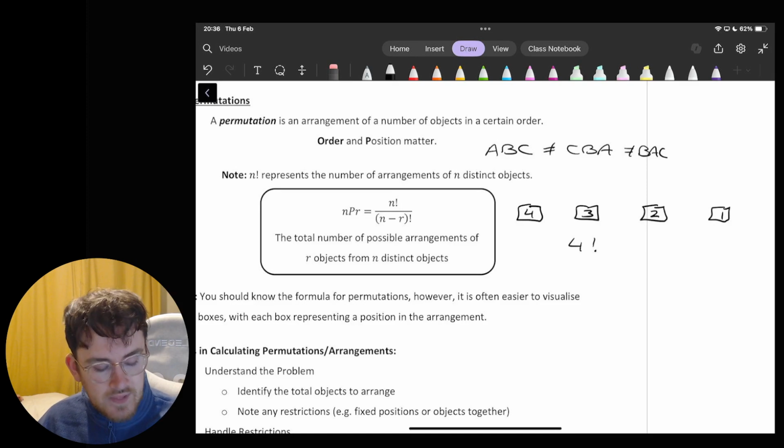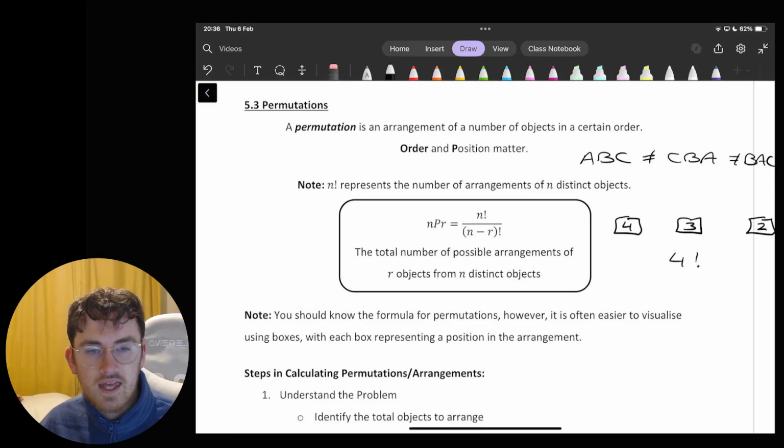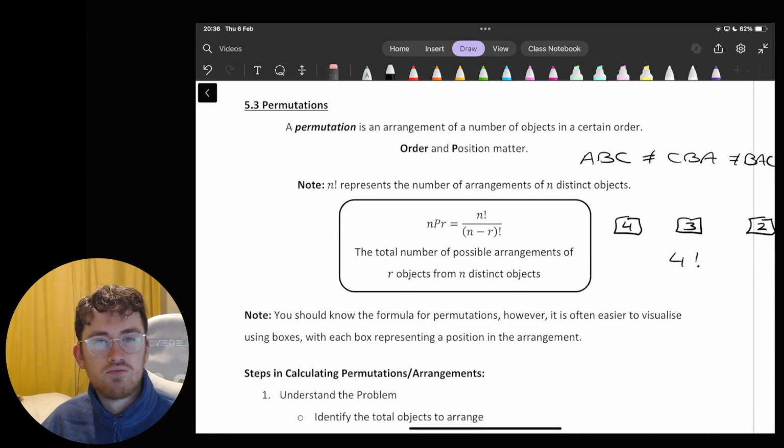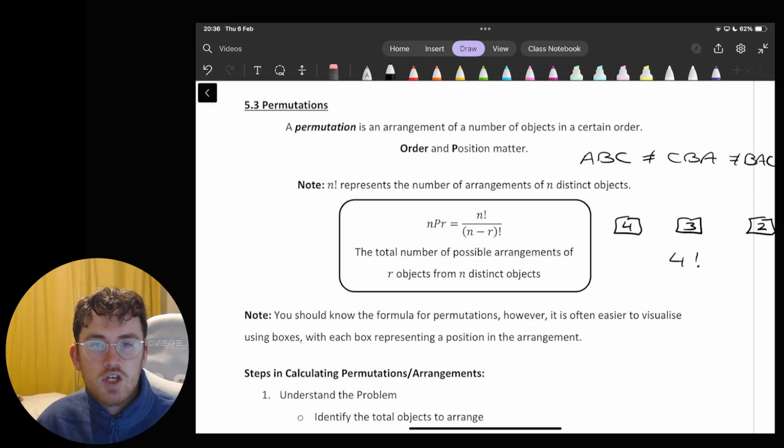When we're looking at permutations, the rule that we can use is n factorial over n minus r factorial. That will always give us the number of permutations that I have of a certain number of objects. So if I want to arrange r objects out of n objects, this will give me the total number of arrangements that I could have here.